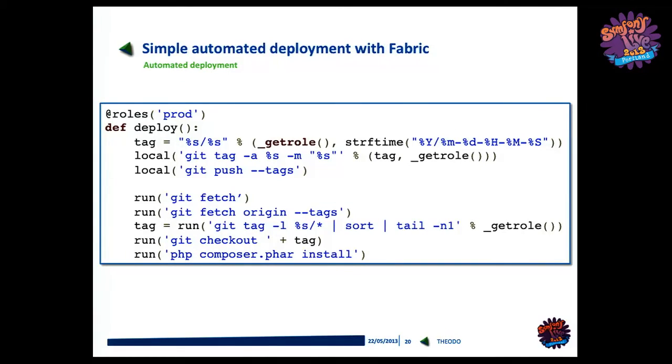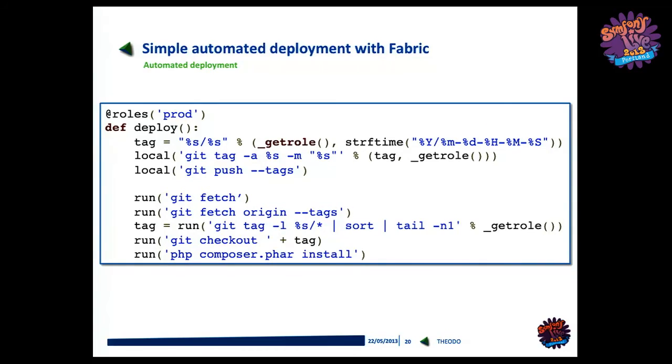I personally use Fabric as a deployment tool because it's quite easy and it's really versatile. Since it's simply executing commands either locally or on the server, when it's local, it's done on your computer. When it's run, it's done on the server. So it's quite easy and it enables you to do whatever scenario you want to do, especially on a legacy app where Capifony might not be the most appropriate thing.